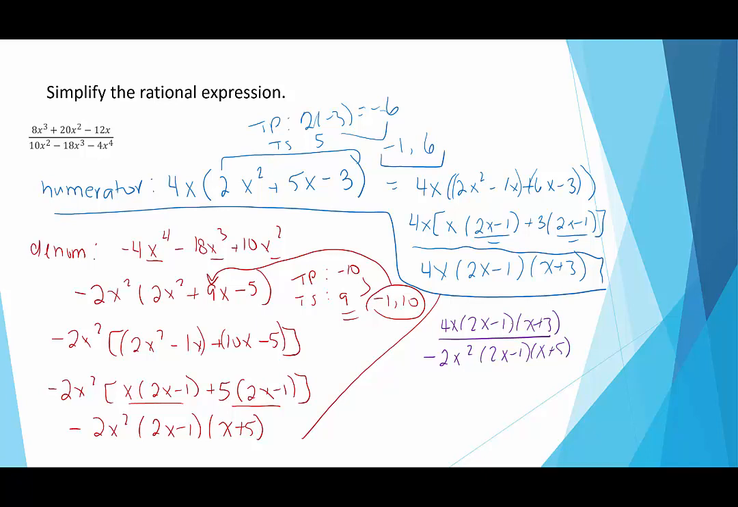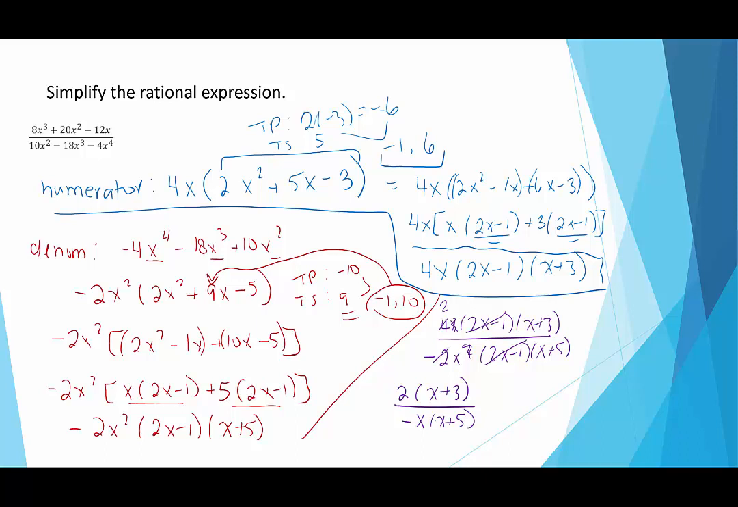All right, let's start canceling. We've got 2x minus 1. We also have, look, 4 and 2. This would become a 2, and this would become a minus 1. And then we have one factor of x up here, and we have 2, so that's going to make that exponent go away. What do we still have left? We have 2 in the numerator and x plus 3 in the numerator. In the denominator, we're left with negative x times x plus 5.